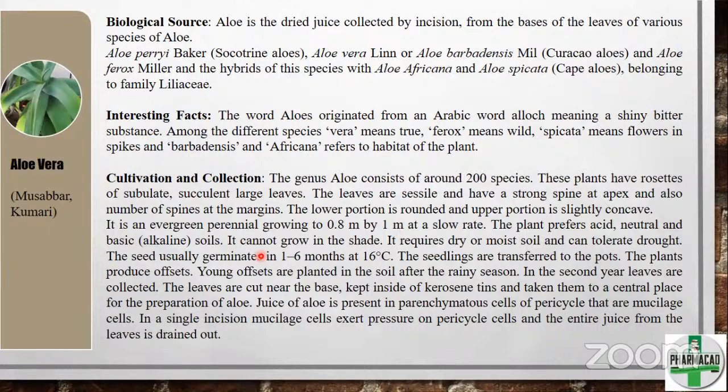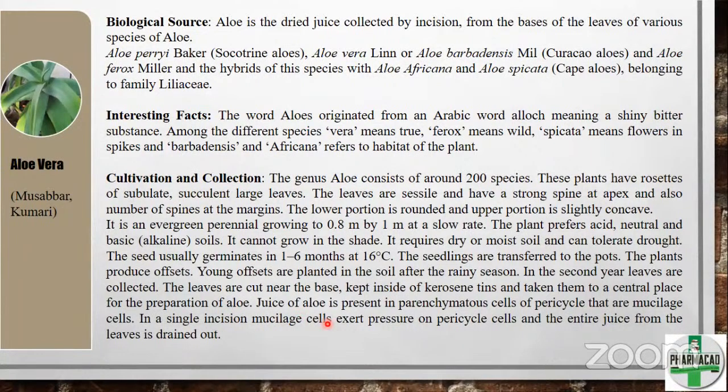Now what is an offset? If you have seen the aloe vera plant, it is visible here in fact. These leaves, they are a different kind of leaves, right? So these are known as offsets. Many people must have it at home too. It grows very fast. So young offsets are planted in the soil after the rainy season, and then in the second year leaves are collected.